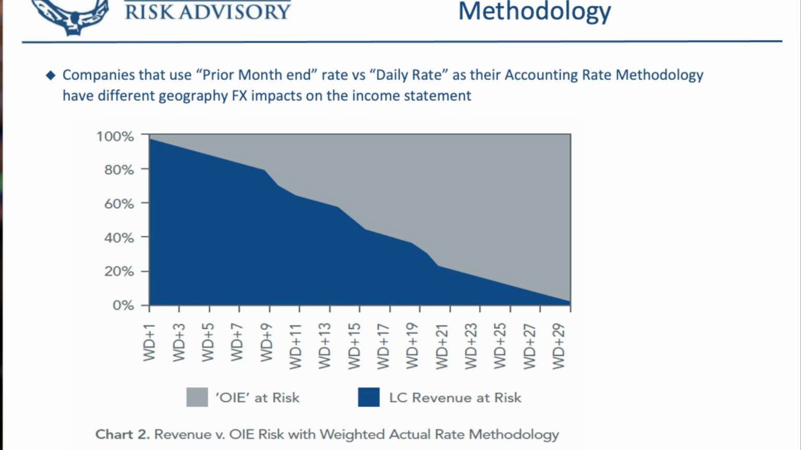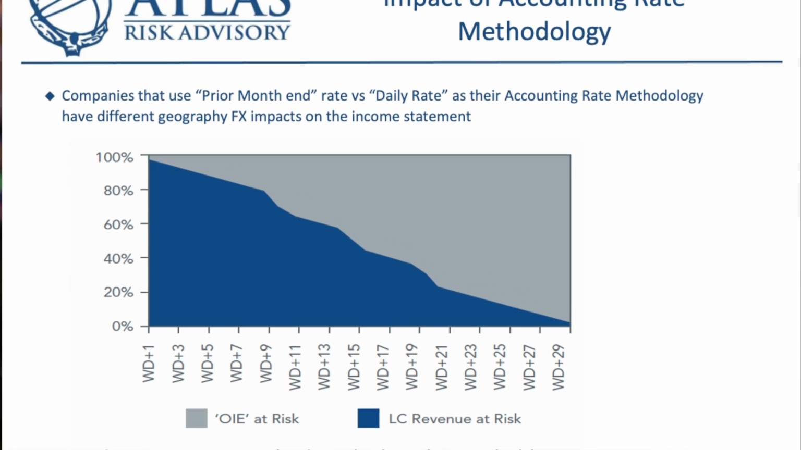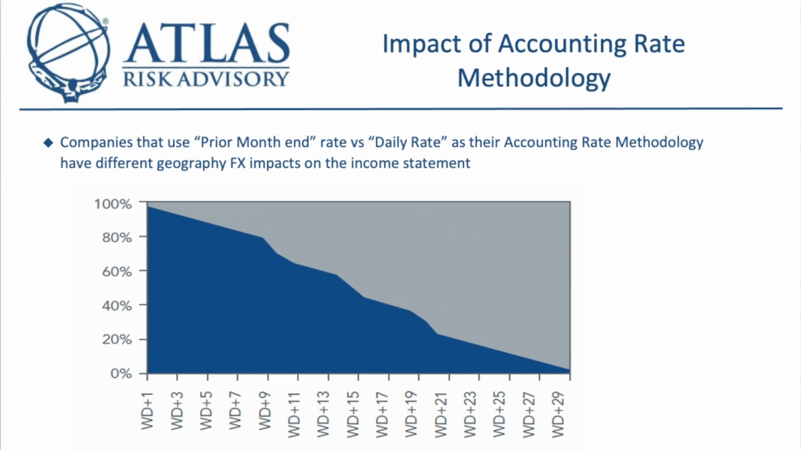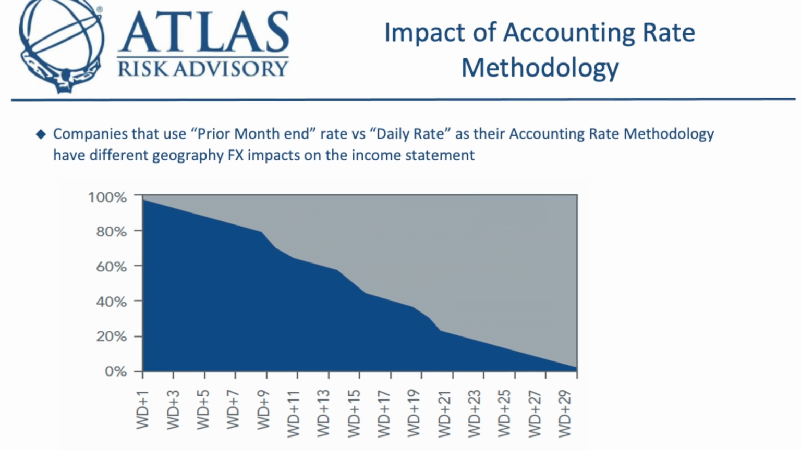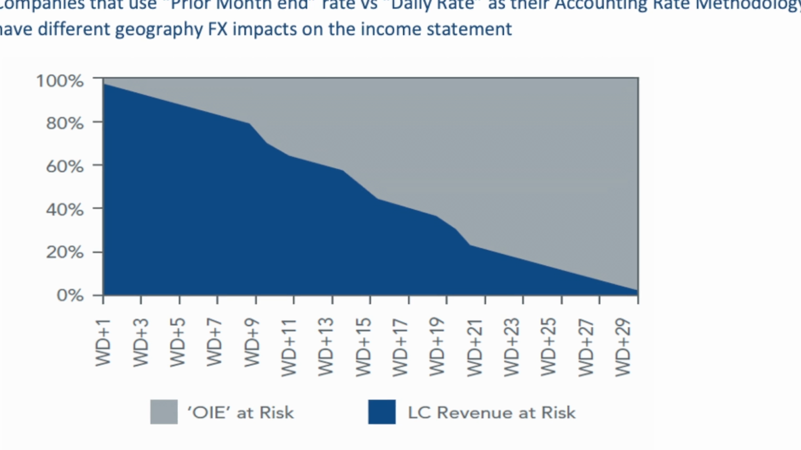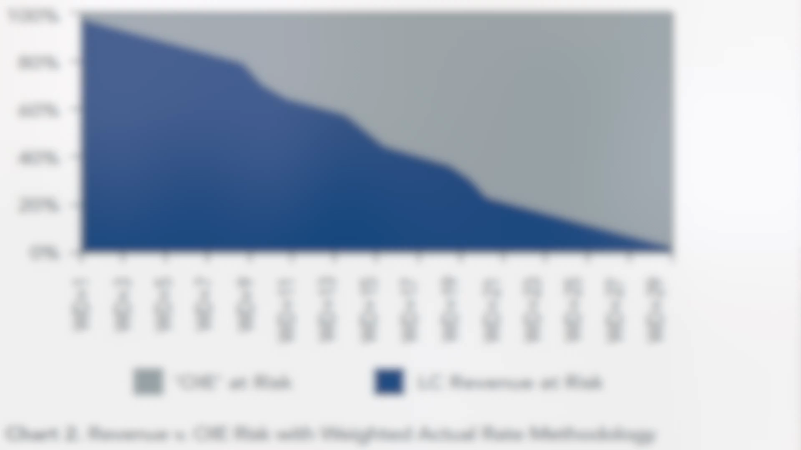Now the next chart shows the difference in the accounting rate methodology and how that can impact where your gains and losses hit on the income statement and how it affects your balance sheet hedging. As I mentioned, the two most common accounting rate methodologies are your spot rate at the end of the prior month or a daily rate, kind of the same as a weighted average rate. From these charts you can see there's this timeline for the entire cash flow of your income statement and then the balance sheet. So there's a handoff from one to the other where there's a month-end accounting rate methodology.